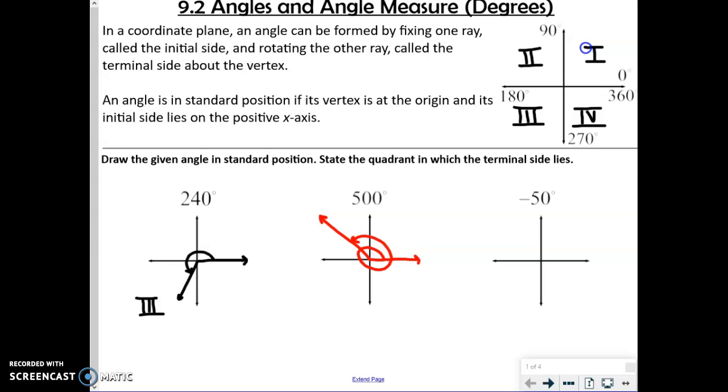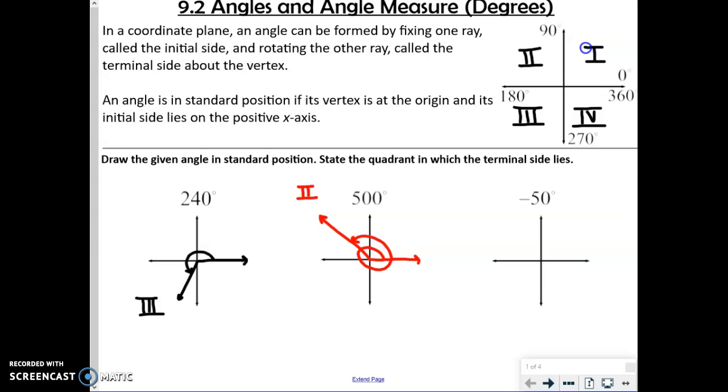That angle arc, which now looks more like an angle spiral, tells us that we went past 360 degrees once and then added on that 140 degrees to get to our terminal side, or our terminal measure of 500 degrees, and therefore we find it in quadrant number 2.